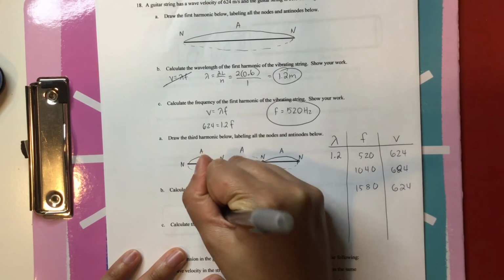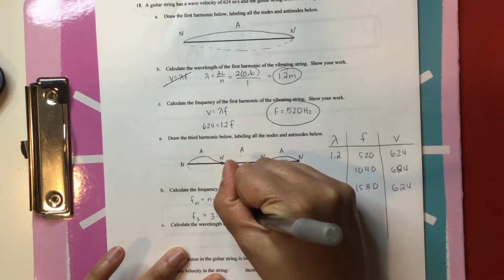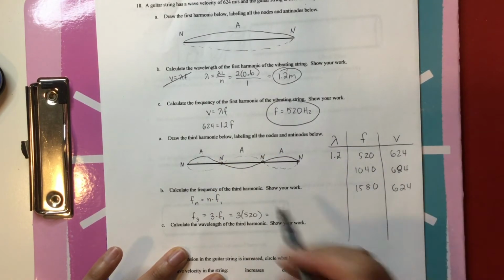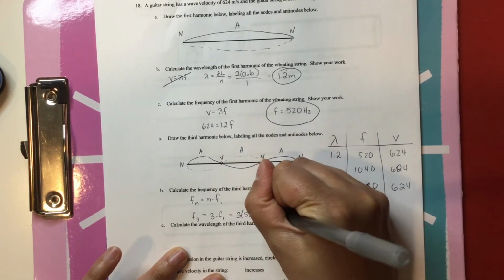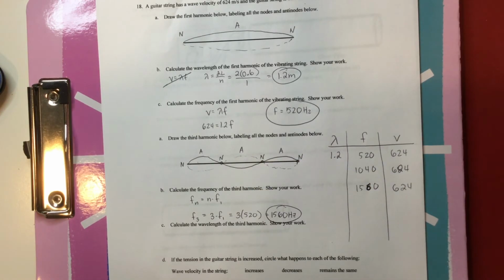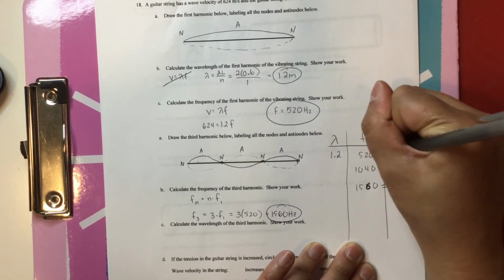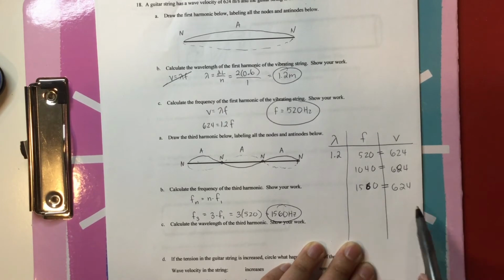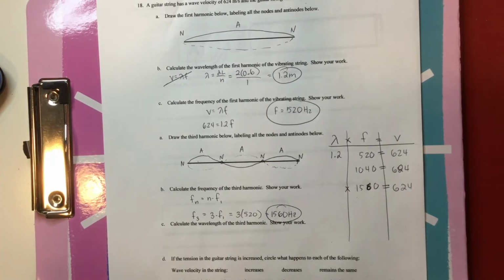F3 is equal to 3 times the fundamental. Or in this case, 3 times 520. Oh, silly me, I mathed wrong earlier. This would be 3 times 520 is 1560, not 1580. Now, here's the thing. If I want to find the third harmonic wavelength, I actually have 2 different ways I can do it. I can note that they have the same speed and divide across the row. Since this has to obey the wave equation across every row, I could find the wavelength by dividing 624 by 1560. That's one way.